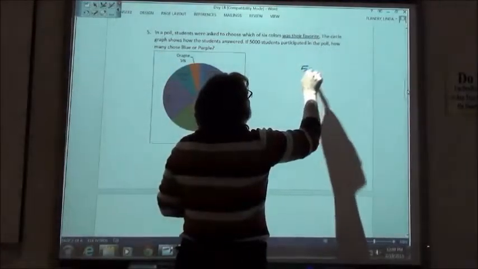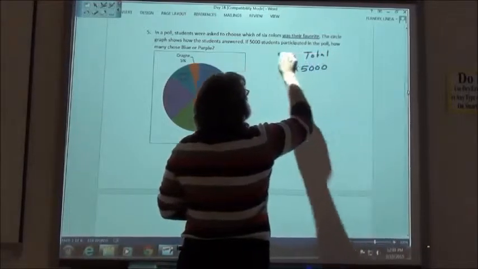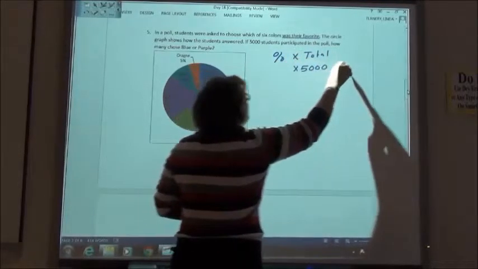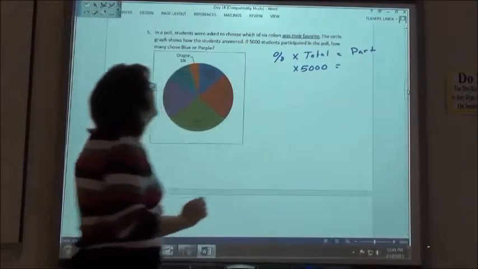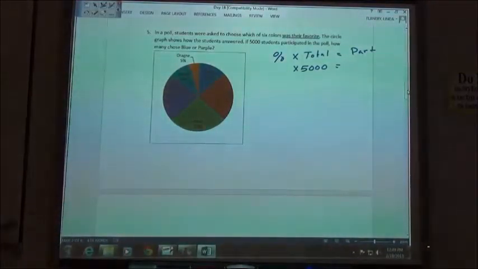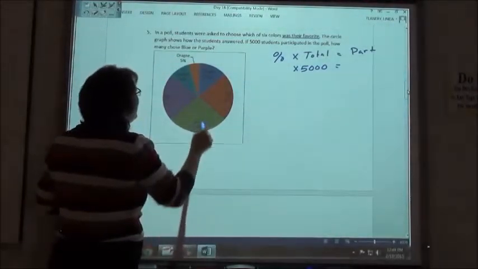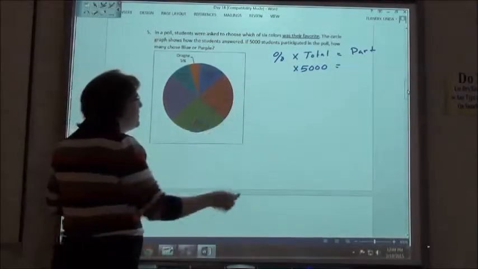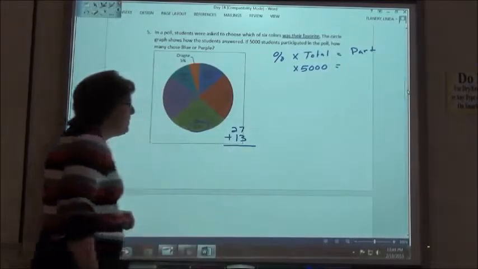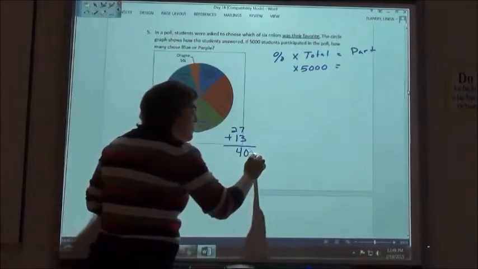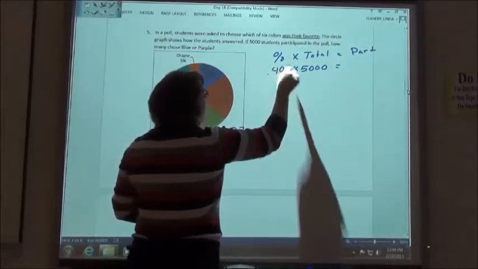So 5,000 is my total. Percent times my total equals my part. And I want to find the part that just chose blue or purple. So how many, I like the way orange is spelled. How many chose blue? 27%. 13% chose purple. So 27 plus 13 was 40%. And the decimal for 40% was 0.4 or 0.40.